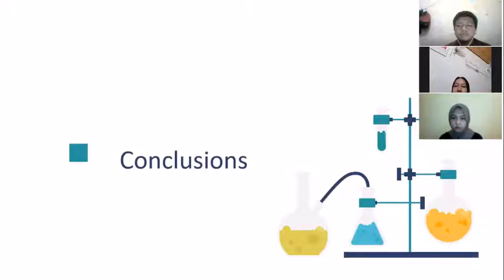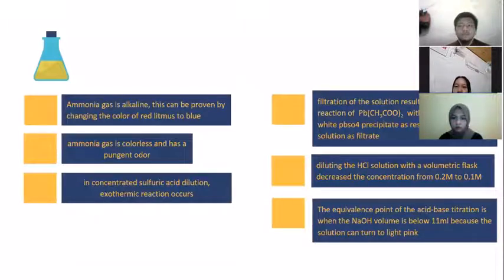And next are the conclusions. First, ammonia gas is alkaline. This can be proven by the color change of red litmus to blue. Ammonia gas is colorless and has a pungent odor that smells like urine. In the concentrated sulfuric acid dilution, an exothermic reaction occurs. The filtration of the solution resulting from the reaction of lead acetate with sulfuric acid produces white lead sulfate precipitate as a residue and acetic acid solution as the filtrate.